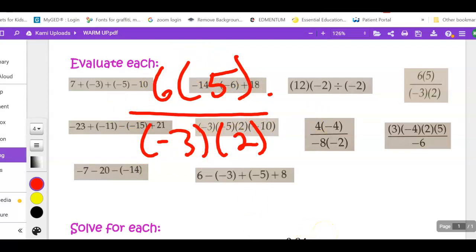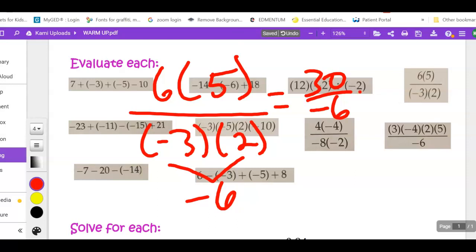Let's take a look at the top half. My top half, I have a regular 6 times 5, right? 6 times 5, that's going to give me 30. Now down here, I have negative 3 times 2, that's going to give me negative 6. Now we're going to reduce, which means you're going to divide. And what I mean by that is, I'm actually doing this. Now I know my answer is going to be negative because look, I have a positive divided by a negative.